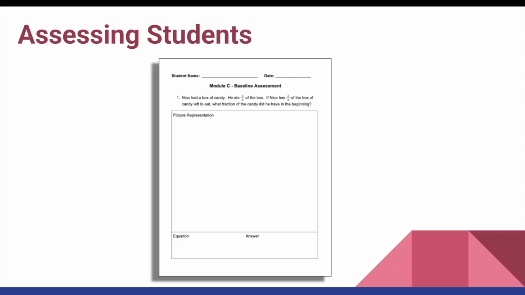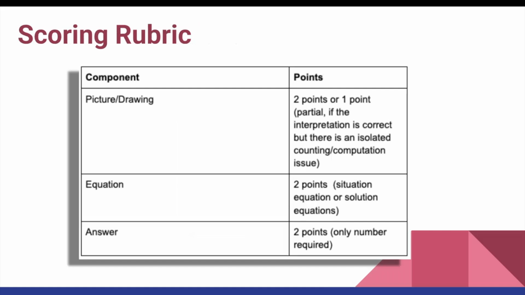Each assessment, including the baseline and the post-assessment, has 4 questions. Students will be expected to have a representation and an equation and identify the answer. You will score the assessments using this rubric. Students may receive 2 points for a picture drawing, 2 points for a matching equation, and 2 points for the correct answer. Note that the equation may match the situation, or it could be a strategy equation.